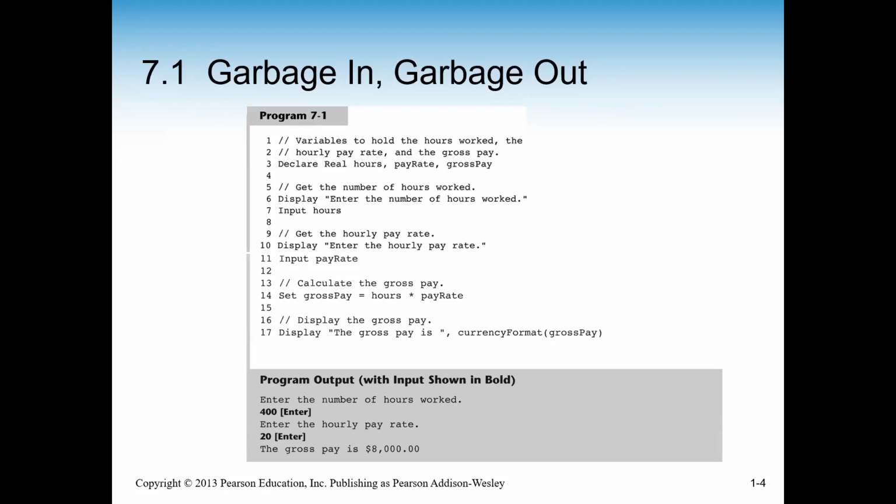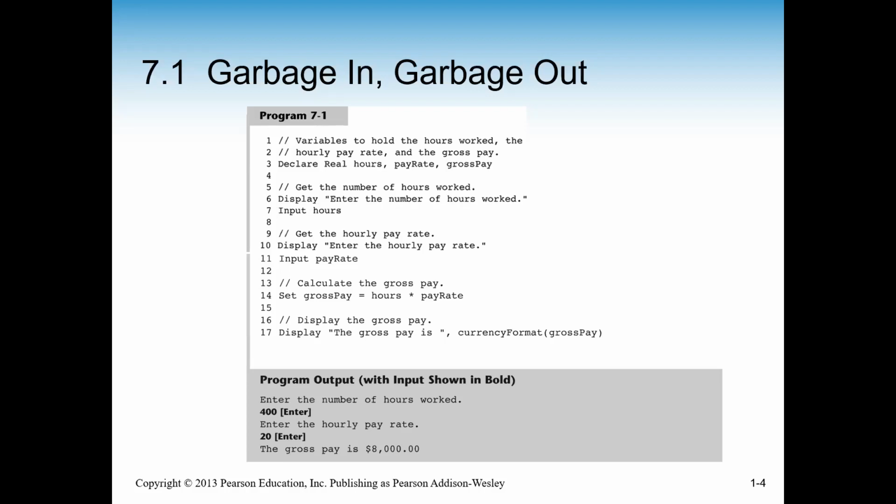All right, so here, let's look at this program. This is a normal program for processing pay. You have variables to hold the hours worked, the hourly pay rate, and the gross pay: hours, pay rate, gross pay. Then you get the number of hours worked, displaying a message, and they input the hours. Let's say they work 400 hours. Then it says enter the hourly pay rate. You do that as well, whatever it is, say $20 an hour.